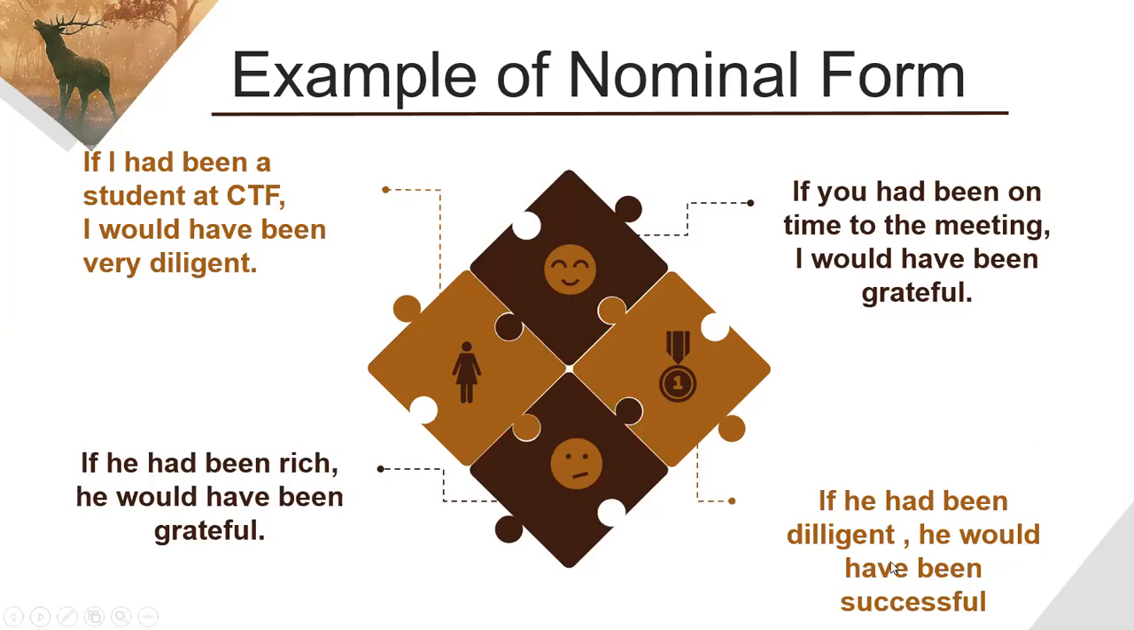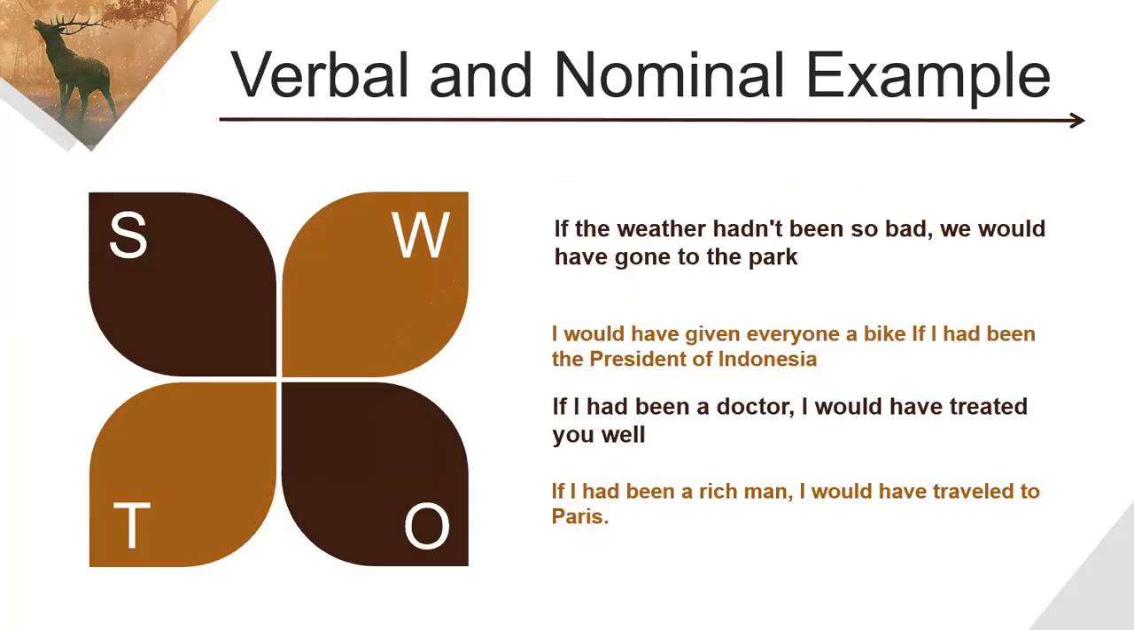Okay, can you see the pattern here? Formulanya udah dapat? If plus past perfect tense, and the result clause is past future perfect tense. Okay. Right. Any problem? Any question? No, sir. Okay, very good then. Now, verbal and nominal example.